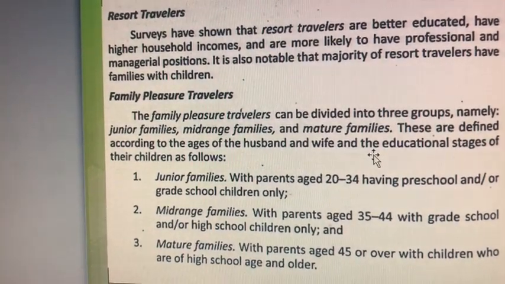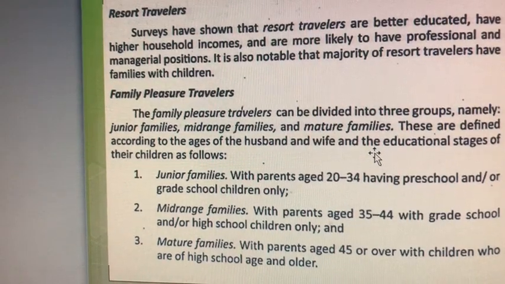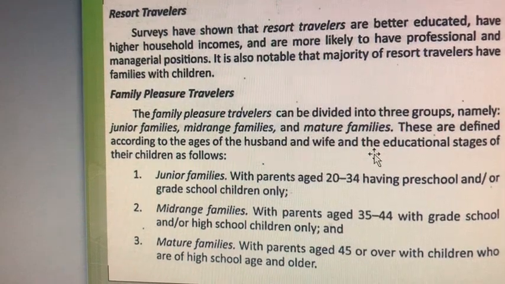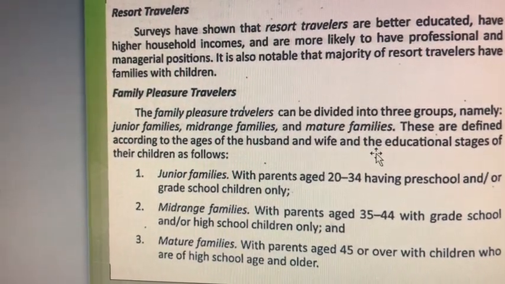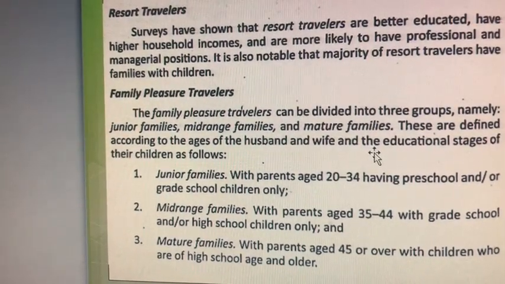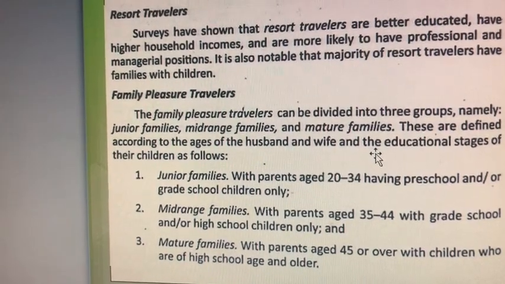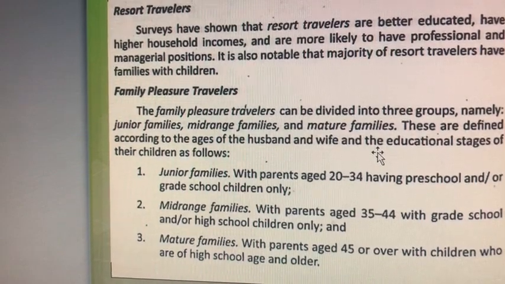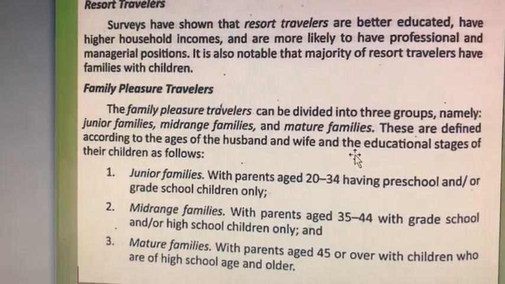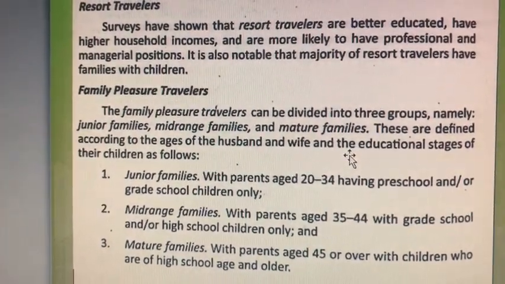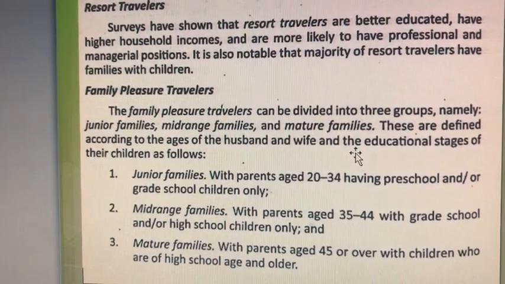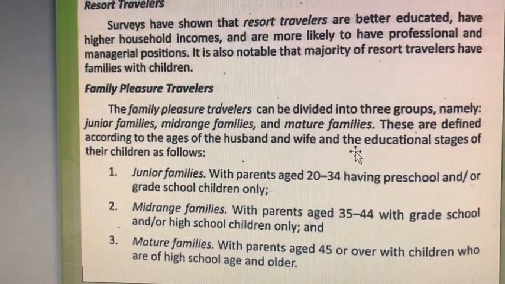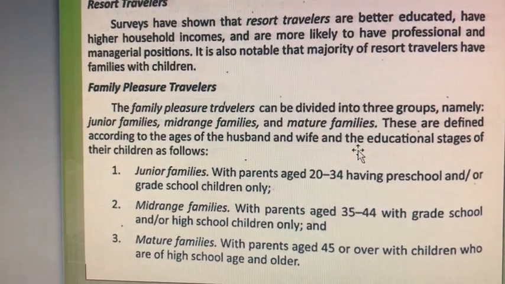So, for family pleasure naman, this can be divided into 3 groups. Okay, meron tayong junior families, mid-range, tsaka yung mature families. So, these are defined according to the ages of husband and wife and the educational stages of their children. So, pag junior families naman, yung mga parents are aged 20 to 34. Then, they have preschool and grade school children only. Then another for mid-range, yung mga parents are aged 35 to 44, with grade school and high school children only.